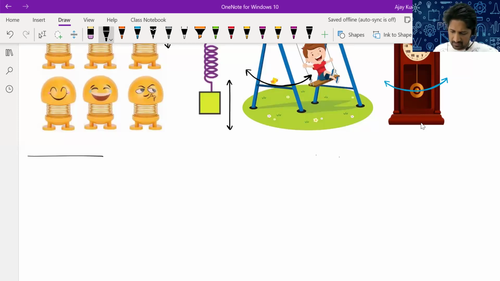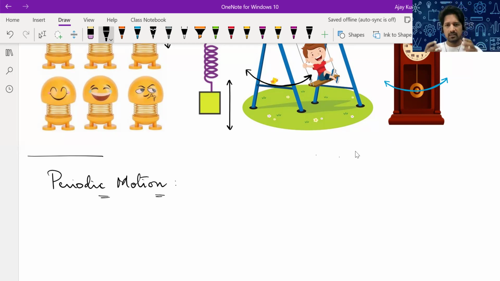Next, there is something called periodic motion. As the name suggests, if the motion of an object or a system repeats after a certain period, it's called periodic motion. Now, I want all three of you to think of some examples where the motion of a system repeats after regular intervals of time. Make it fast. Some daily life examples.